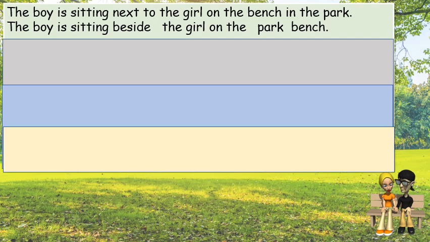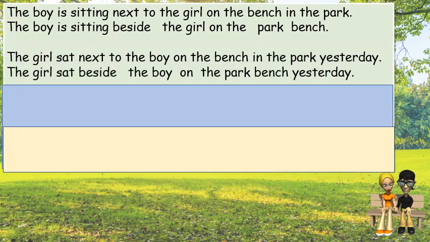The boy is sitting next to the girl on the bench in the park. Or, the boy is sitting beside the girl on the park bench. Present continuous tense. The girl sat next to the boy on the bench in the park yesterday. The girl sat beside the boy on the park bench yesterday. Past tense.